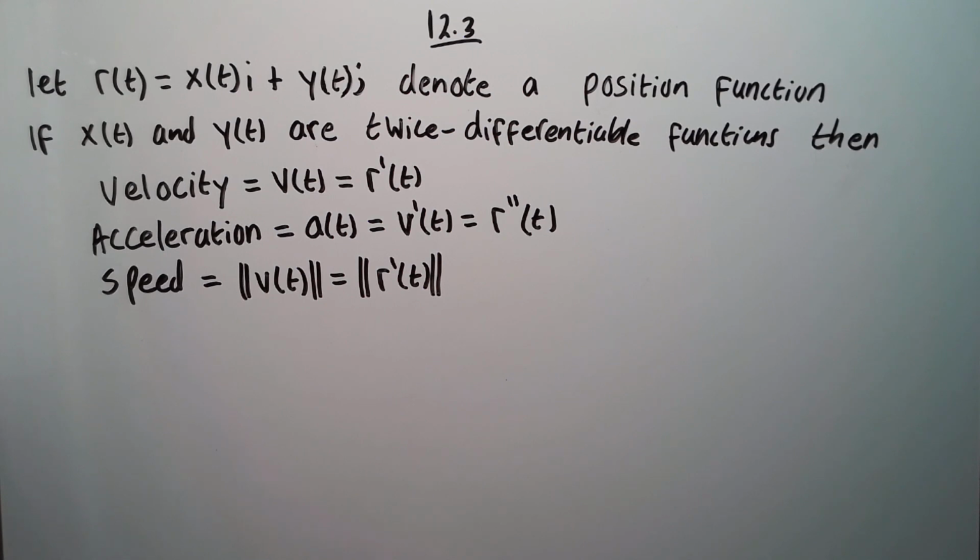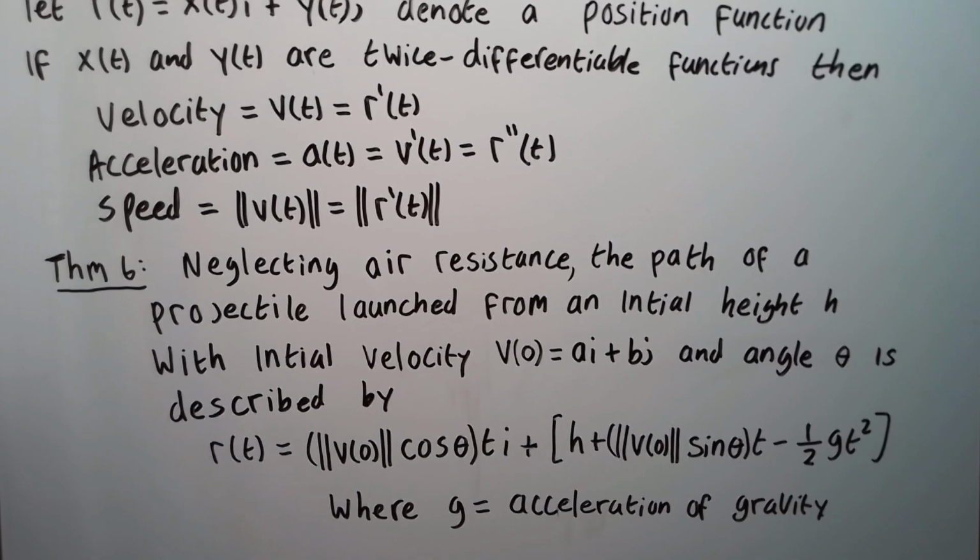Okay, let's look at a theorem now, theorem 6. It says, neglecting air resistance, the path of a projectile launched from an initial height h with initial velocity v0 equal to ai plus bj and angle theta is described by this expression here.